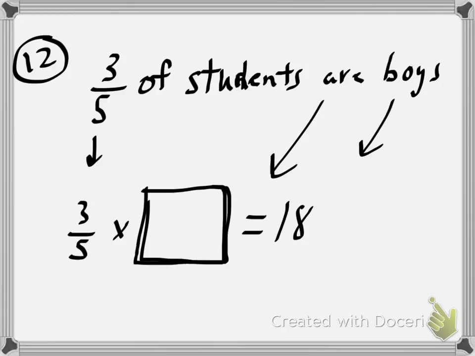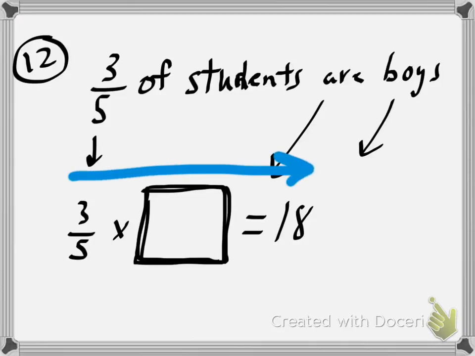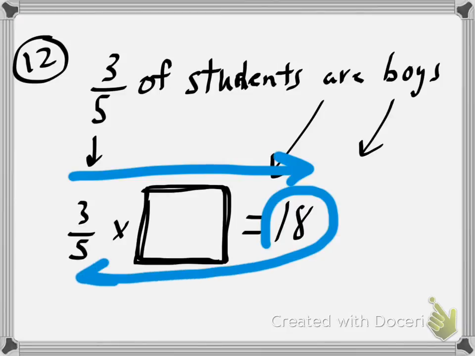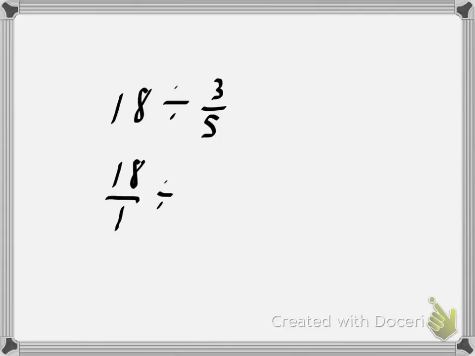And so we know the class, we think about the whole class has to have more than the boys. So therefore, we know that our answer is going to be larger than 18 because we're going to have the boys and the girls. So for this, we are multiplying going this way. So if we go backwards, we're going to divide. And we're going to start with that 18. So we're going to do 18 divided by 3/5. So 18 over 1, make them into fractions. Then we don't divide here. We could do 18 divided by 3, but we can't do 1 divided by 5.